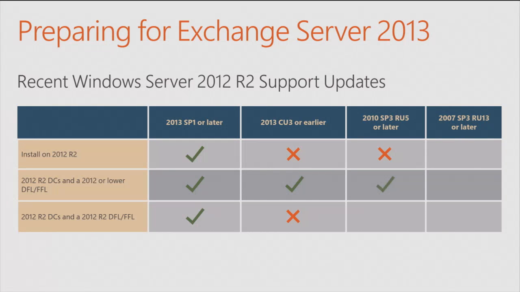For completeness, all right, so we got 2010 SP3 RU5 or later. As you can see there, we're okay with the domain controllers, and we're also okay with the highest functional level, but you can't install on it. And our friend 2007, very similar to CU3, we're okay with the domain controllers existing at that level, but you cannot install on it, and you can't run the highest level of the functional levels. Pretty clear? All right, moving on.